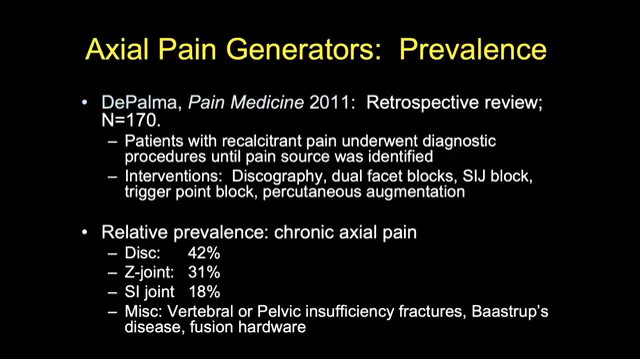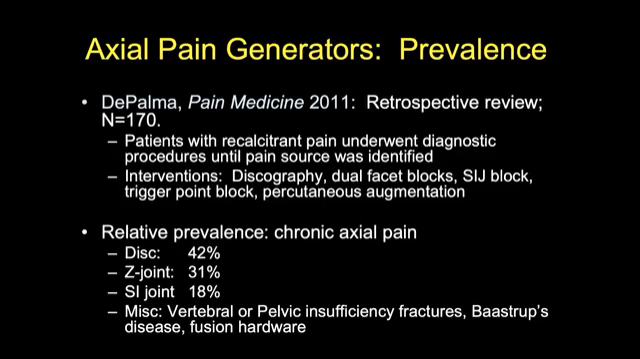So when we look at axial pain generators, the reference standard is typically using injections, whether they're anesthetic pain relieving injections or provocative injections, those are the reference standard that's used. And so here's a nice summary, a nice report that also is concordant with the rest of the literature in this area, that we find that for chronic axial pain, the disc is the source in about 42%.